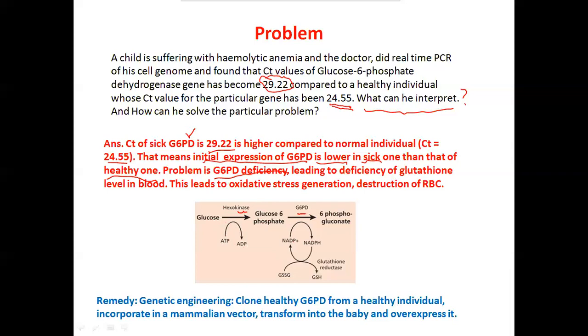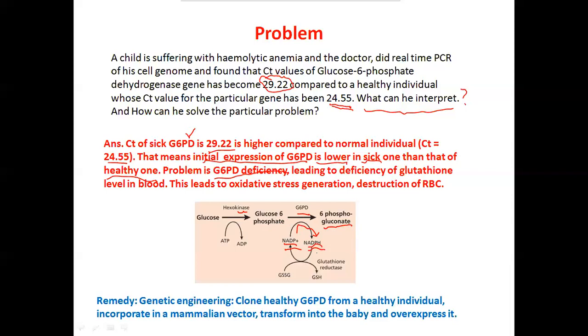After this, glucose 6-phosphate dehydrogenase acts. Dehydrogenase means what? It takes out the hydrogen from here and converts it to 6-phosphogluconate in the pentose phosphate pathway. When it takes out the hydrogen, the cellular pool of NADP plus accepts this hydrogen and converts to reduced NADP, NADPH.